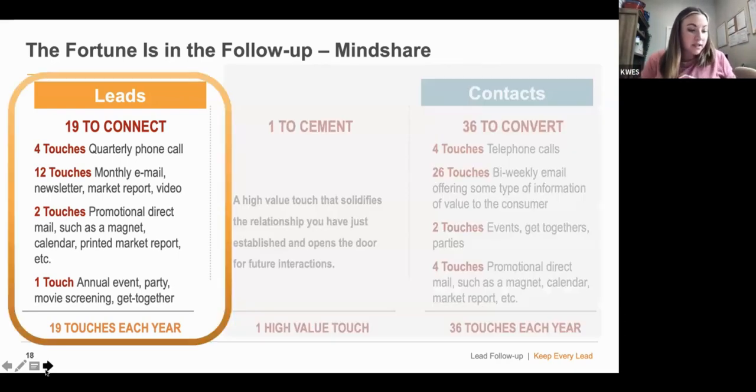So to review the 19-to-Connect, it's made up of 4 phone calls, 12 touches that are monthly email, newsletter, market reports, videos, etc. Some people like to do a monthly newsletter on their own. Some people just like to do a little market update, and they email their clients every month and say, it's the first of the month. This is how the market did last month. This is how many listings are on the market, things like that.